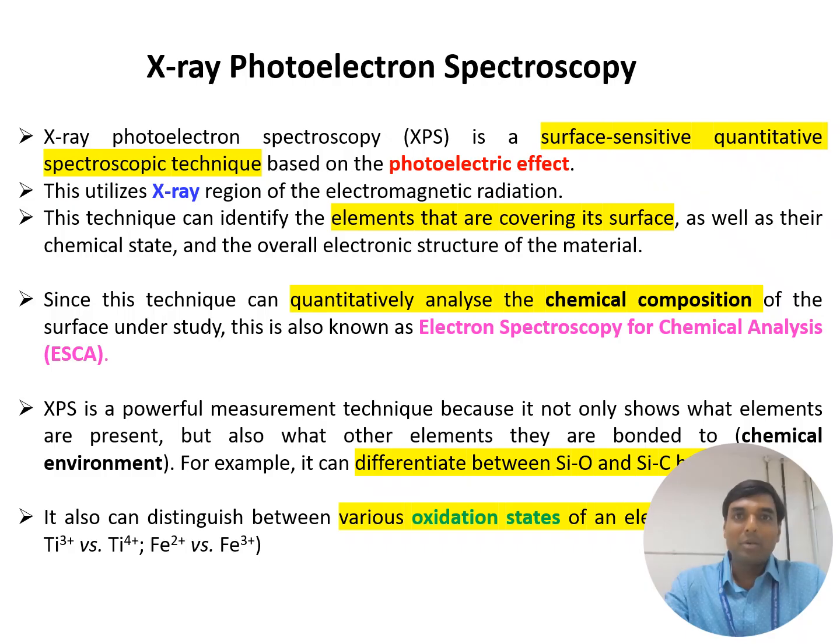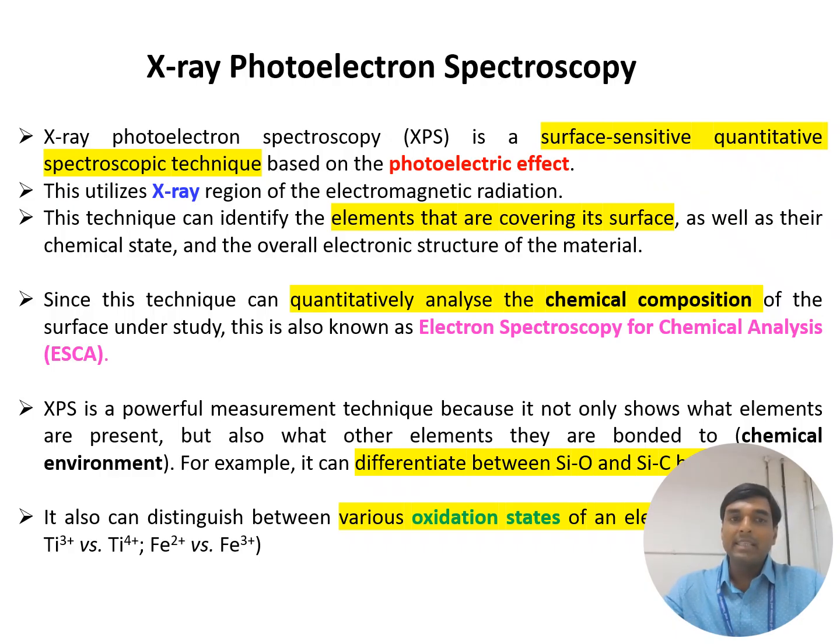Before coming to the photoelectric effect, let me tell you why X-ray photoelectron spectroscopy is very important. It utilizes the X-ray region of the electromagnetic radiation, and this technique can identify the elements that cover the surface. Of course, it will show their chemical state, oxidation state, even overall electronic structures. Basically, XPS is useful for elemental analysis. What kind of elements are present in your sample can be defined by XPS.